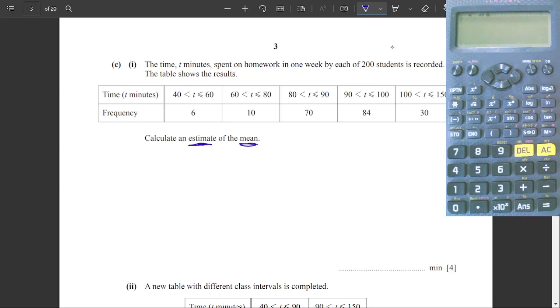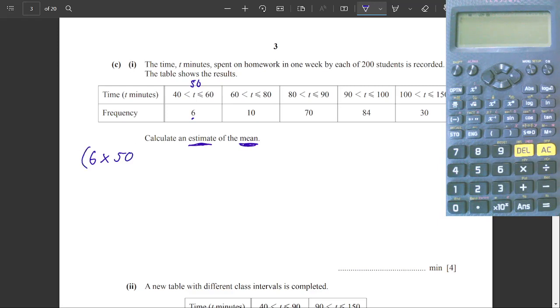Now remember, mean means that we need to add everything together and divide them by how many there is. So adding together what? We're adding together all the time these 200 students spent on their homework. Meaning, these first 6 students, okay, how long did they spend on homework? We don't know exactly, so we're going to take the average, an estimate. Between 40 and 60, the middle is 50. So those 6 students, on average, we estimate spent 50 minutes doing their homework.